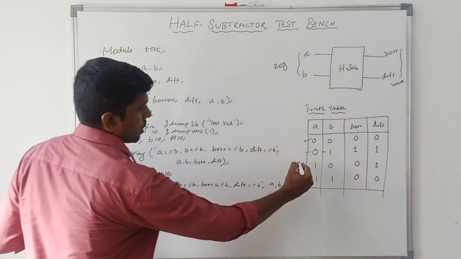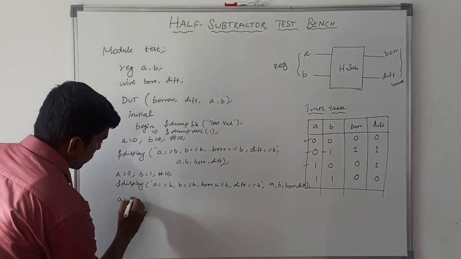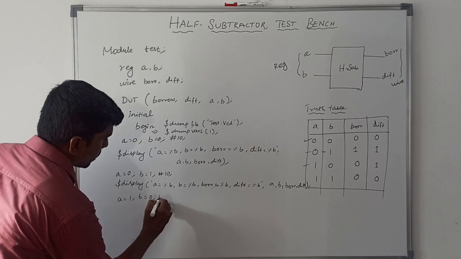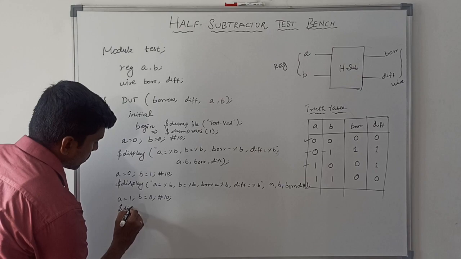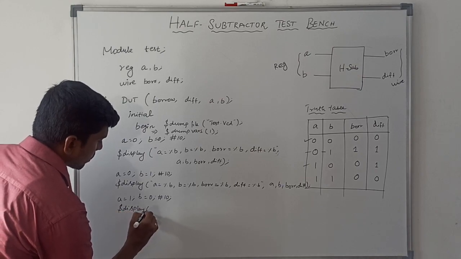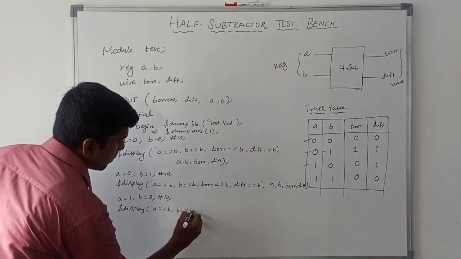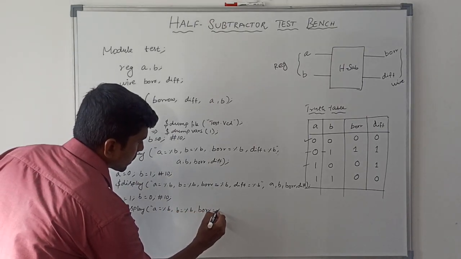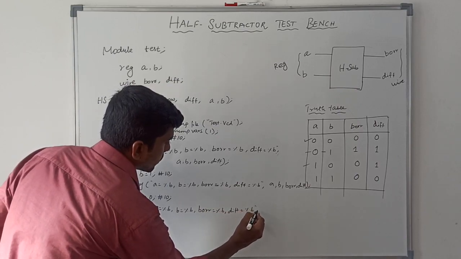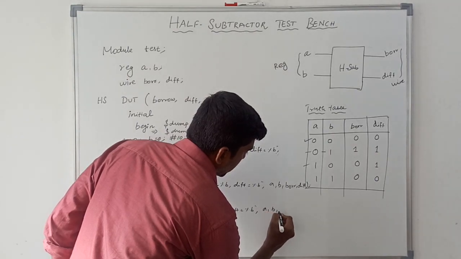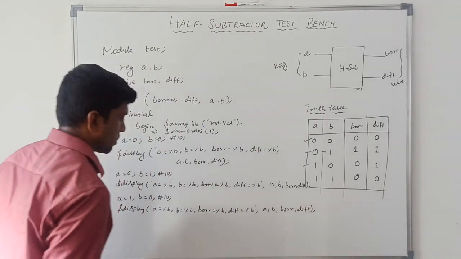Then come to the third input, A value 1, B value 0. So A equal to 1, B equal to 0. After 10 nanoseconds, change the output response. So display A equal to percentage of b, B equal to percentage of b, borrow equal to percentage of b, difference equal to percentage of b, A comma B comma borrow comma difference.